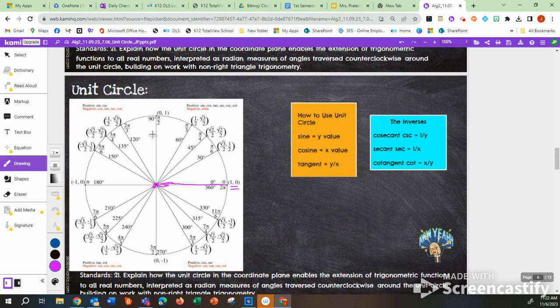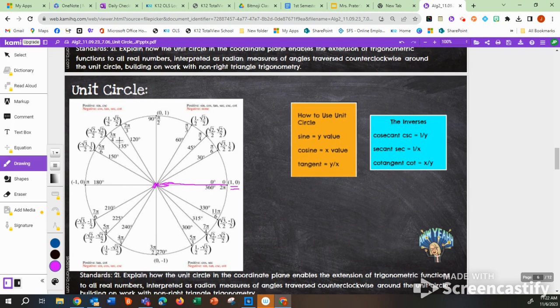Inside this circle, I have a lot of angles, so let's just take a look. Our angles are going to travel against the clock, so we call that counterclockwise. We've got 30 degrees, 45 degrees, 60 degrees, and then 90 degrees. As we continue to rotate: 120, 135, 150, 180. As we continue to go past 180, we get to 210, 225, 240, 270. And then continue on around: 300, 315, 330, and 360.